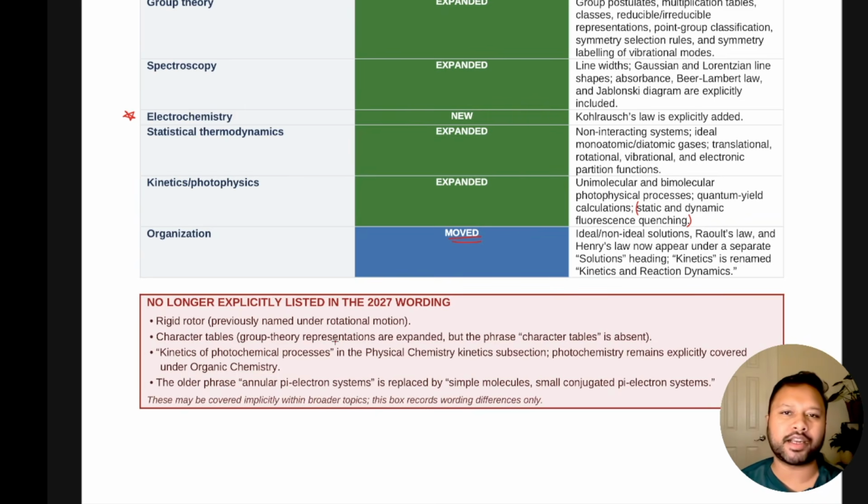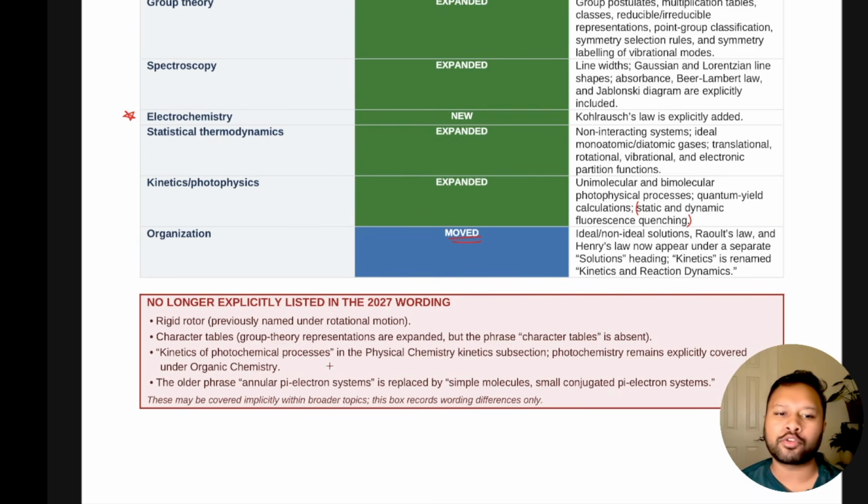So you can expect that questions might not be asked from the character table itself, but from the application of the character table, for example, when you try to find out vibrational modes, you need to know the character table. So it's not like you don't have to study the character table, it's just that you might get more questions from the application part of it.